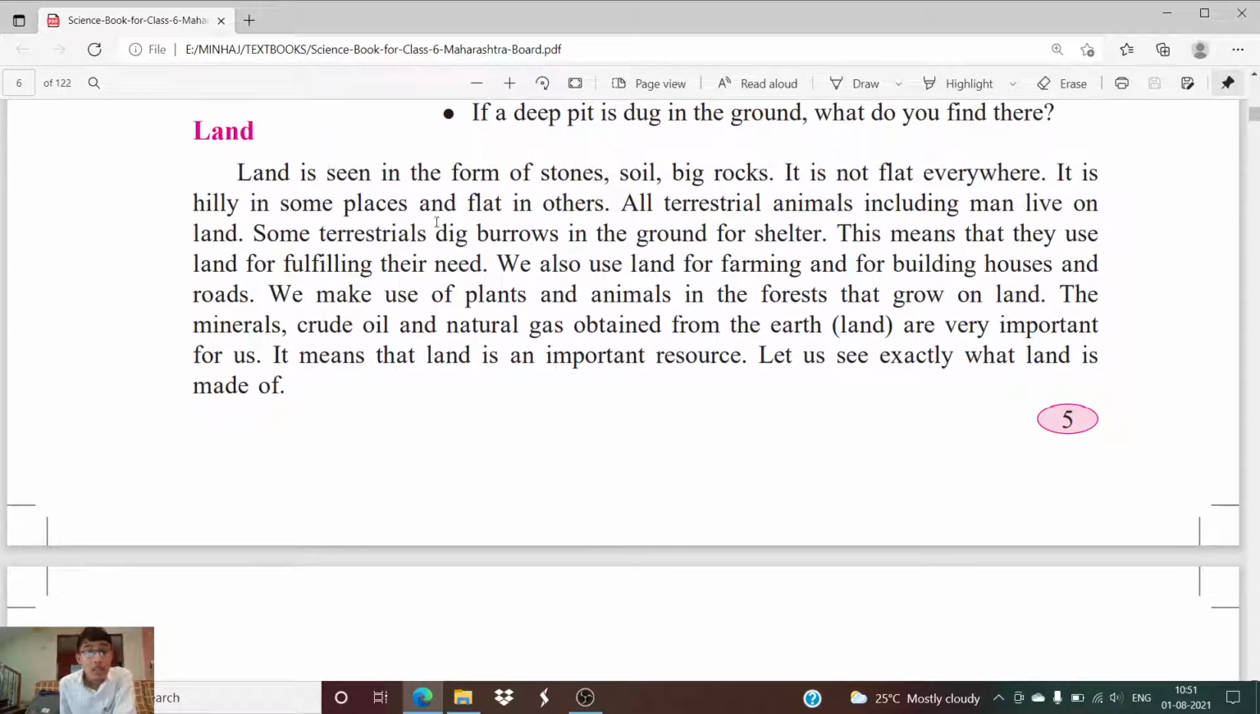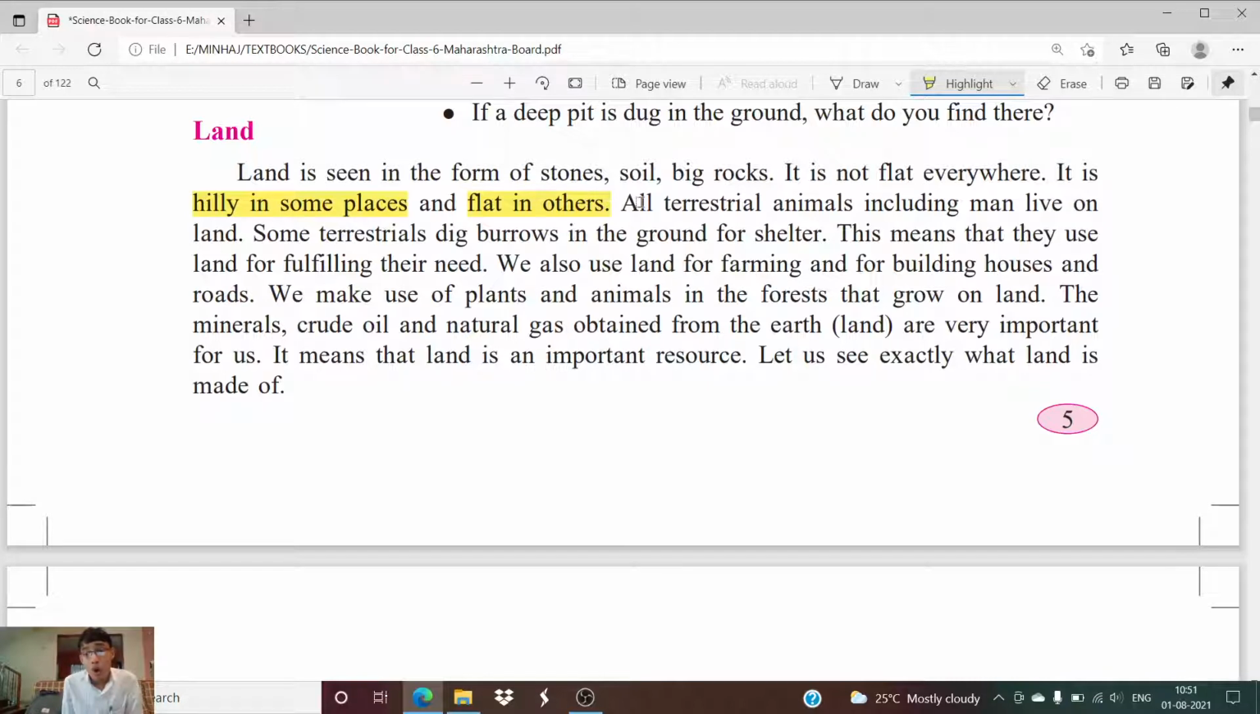Now land is seen in the form of stones, soil, big rocks. It is not flat everywhere. It is hilly in some places and flat in others. Hilly मतलब क्या? Hills हैं, mountains हैं. And at some places it is flat, for example, plains and plateaus.